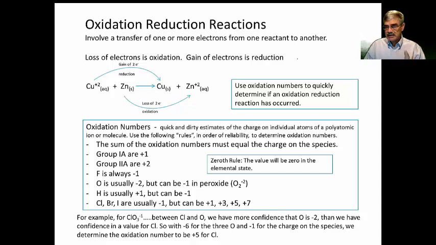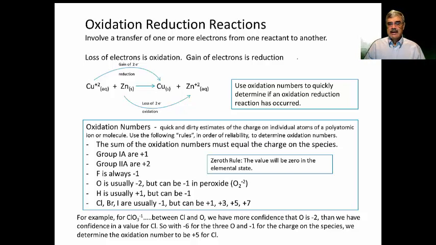Oxygen is usually -2 in a molecule, but it can be -1 if it happens to be in a peroxide. That means you have to keep your eyes peeled for any O2 -2 species. Hydrogen, this is another one where you notice the word usually. Hydrogen is usually +1, but it can be -1. And then we get to chlorine, bromine, iodine, which are usually -1, which is what you might have guessed, but they can be +1, +3, +5, +7.